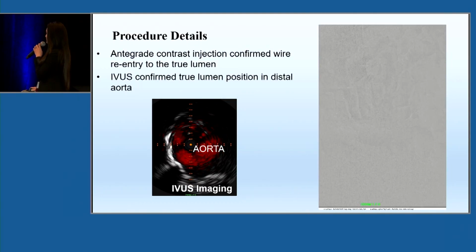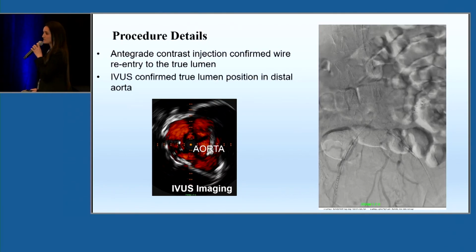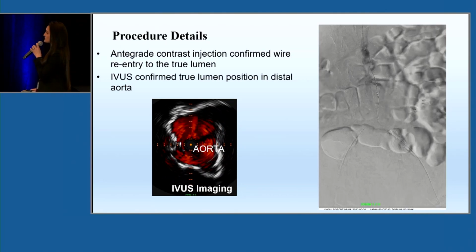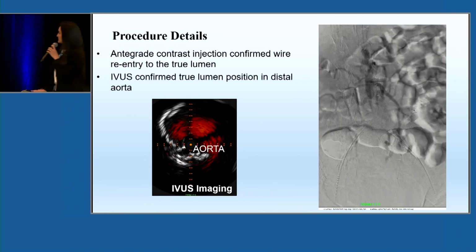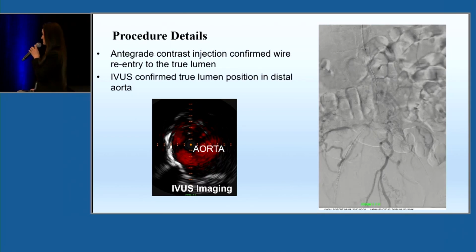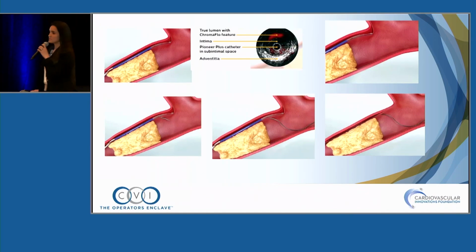And you can see we performed this step on the contralateral sides, and we were able to gain access to the true lumen. And this was confirmed with the IVUS. On your left-hand side is an IVUS imaging showing that we are in the true lumen. This is just a schematic representation for the fellows just to see how this catheter works.